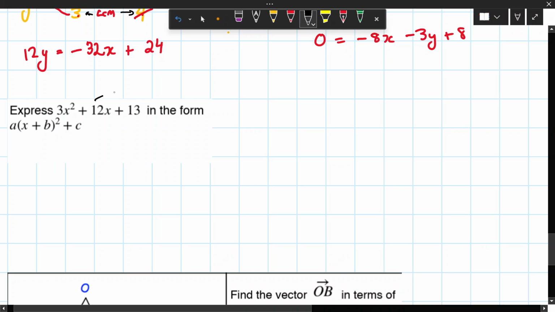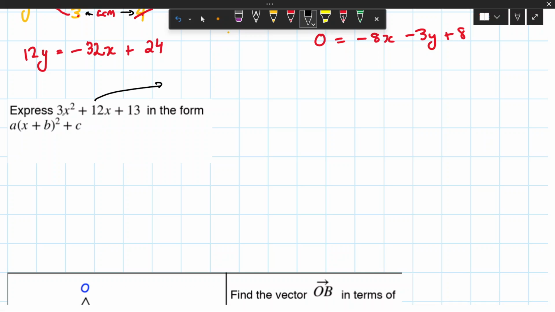This is a completing the squares question, but the problem is we've got a 3 as the coefficient. So we've got 3x squared plus 12x plus 13. What I'm going to do is kick that 13 on the side. I'll bring it back later. What we like is x squared just by itself.